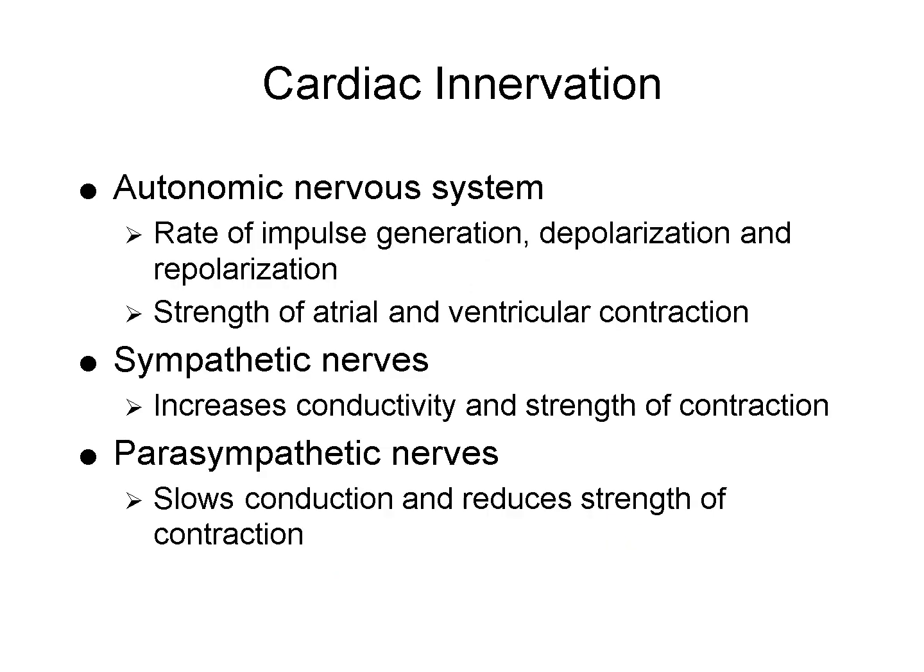The autonomic nervous system plays a major role in controlling heart rate and contractility. Sympathetic nerves increase the speed and force of contractions, enhancing cardiac output. In contrast, parasympathetic nerves, primarily via the vagus nerve, slow the heart rate and reduce contractility. Together, these systems balance the heart's performance based on the body's needs.